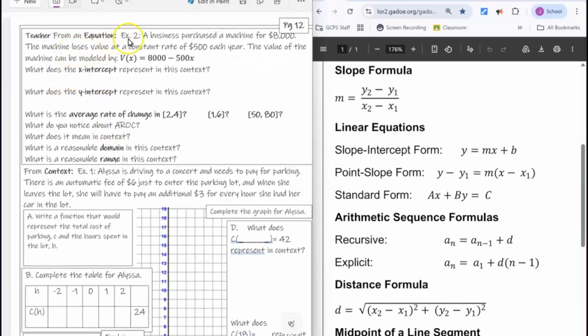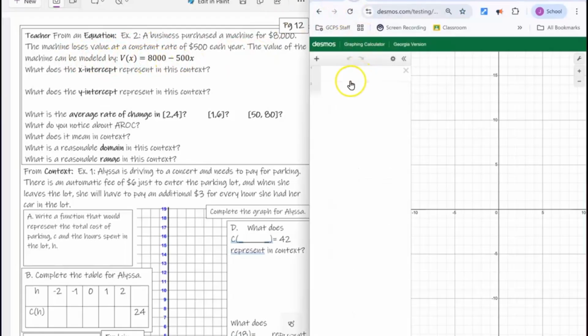It says a business purchased a machine for $8,000. The machine loses its value, so it's going down at a constant rate. That means it's a straight line of $500 each year. The value of the machine can be modeled as this equation. The hint says to go ahead and put that into Desmos. Now you can type in V of x equals all of that, or you could just type in y equals. Both mean the same thing.